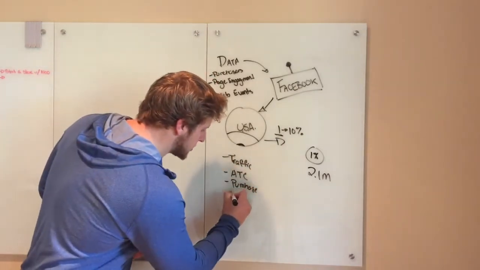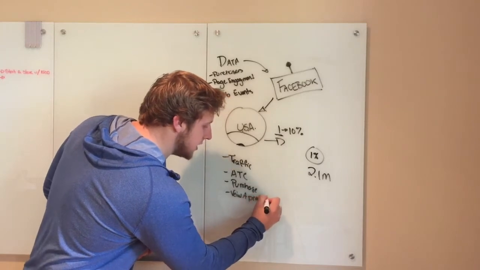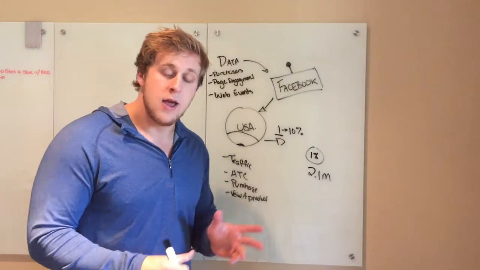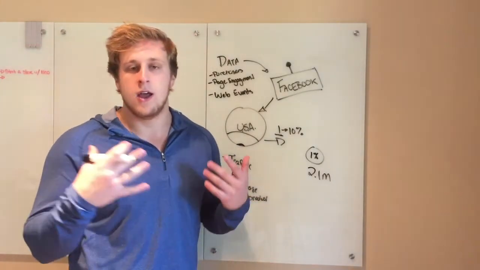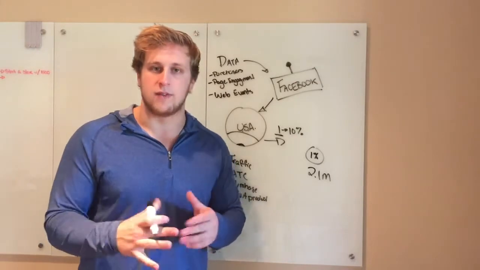I can do anything. I can go view a specific product, right? View a product. We can do anything here. We can make this list go on and on and on. Any event you can track on your website. And if you have the Facebook Pixel installed, it's probably automatically dictating what these events are, so you don't even have to worry about that.